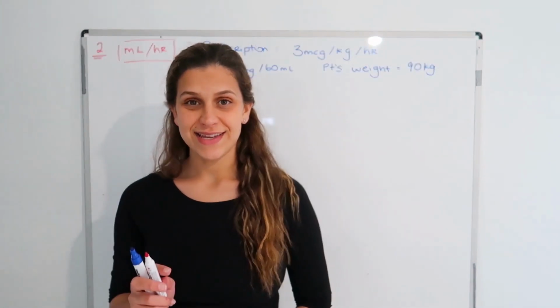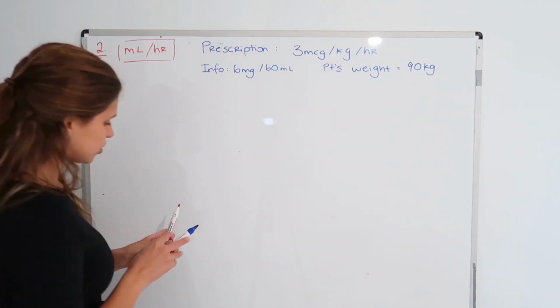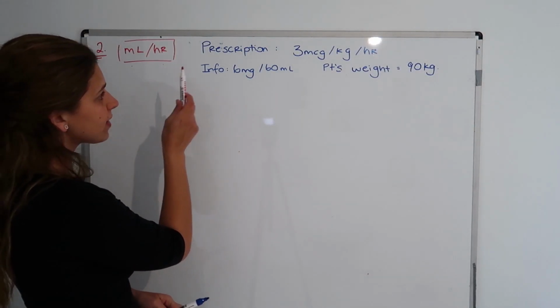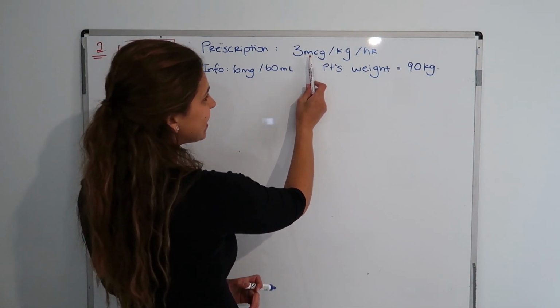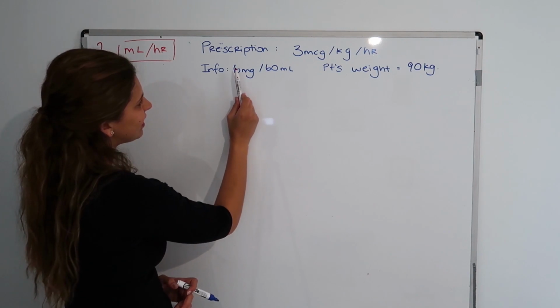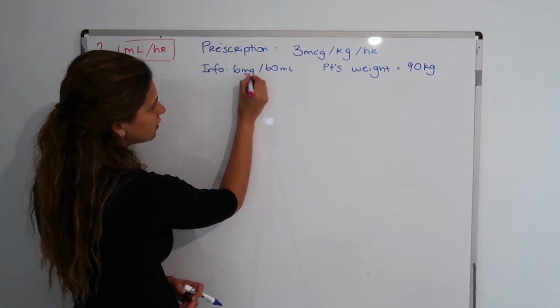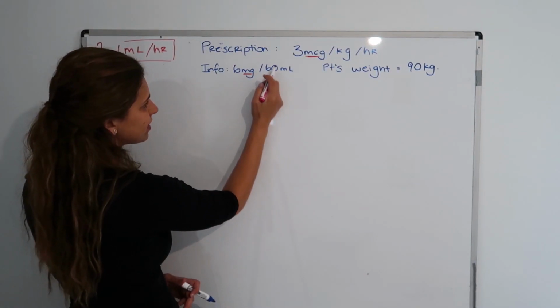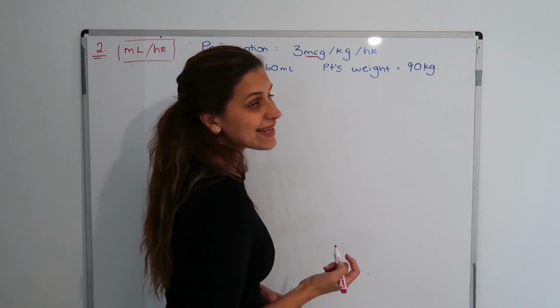So I'm gonna work the second question. And for the second question, again, they are asking for milliliters per hour. The prescription is 3 micrograms per kilo per hour. And the information we have is 6 milligrams. Okay, note the difference. mg, mcg, important, in 60 mils. And the patient's weight is 90 kilos.